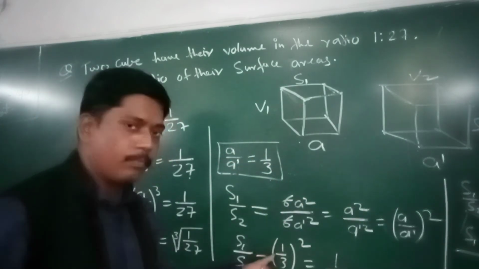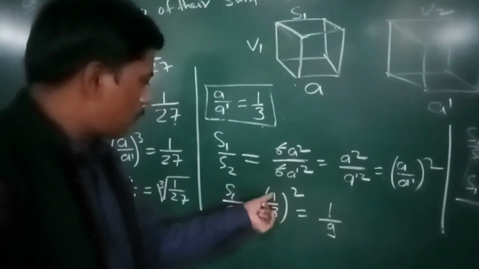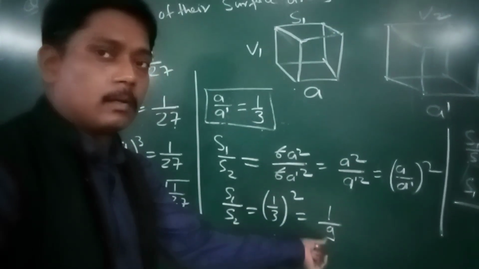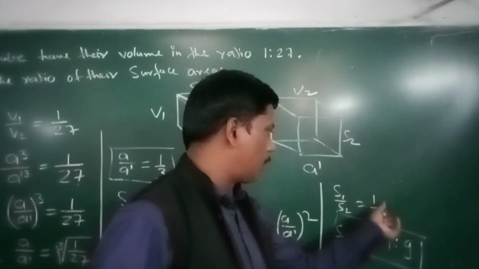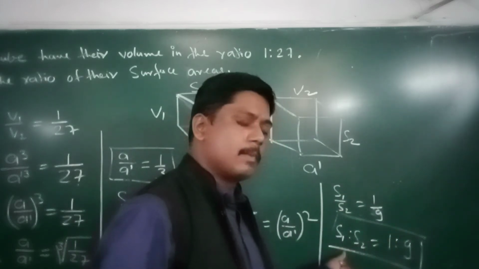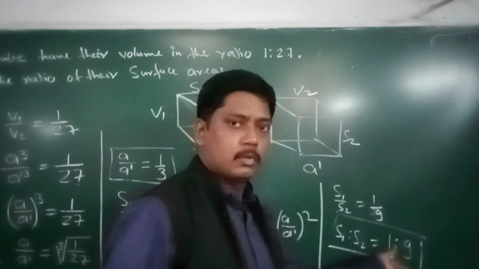Now put the value: 1 by 3 square is equal to 1 by 9, and we can also write here S1 upon S2 equal to 1 by 9, and in ratio form S1 is to S2 is equal to 1 is to 9.